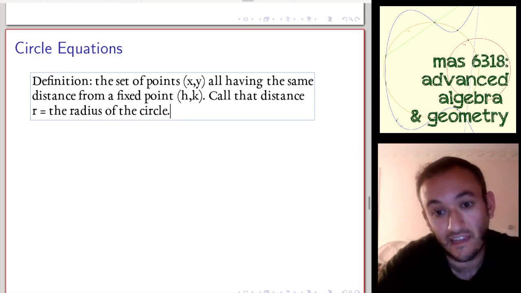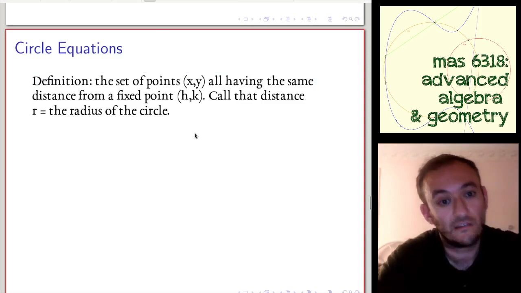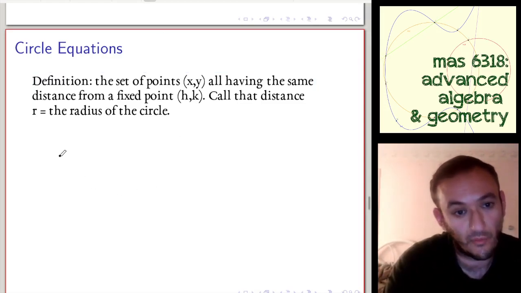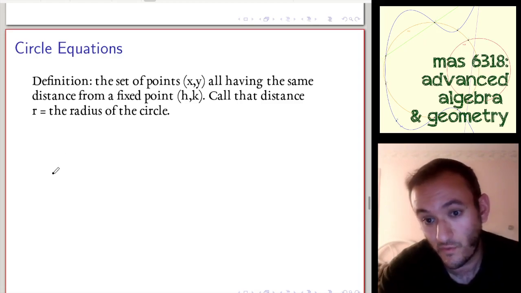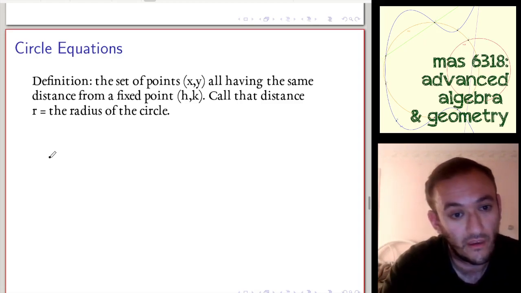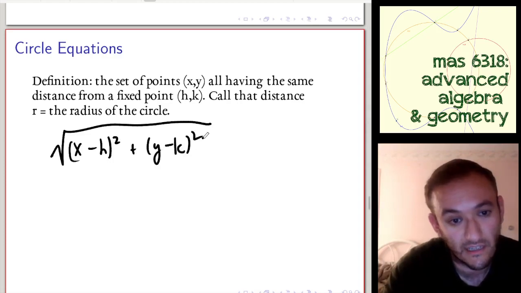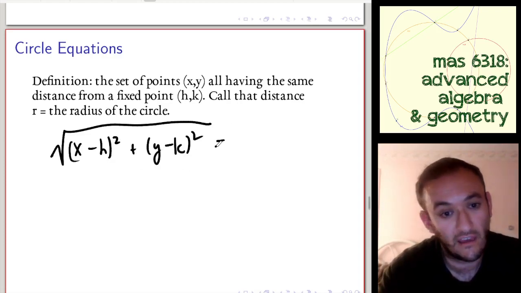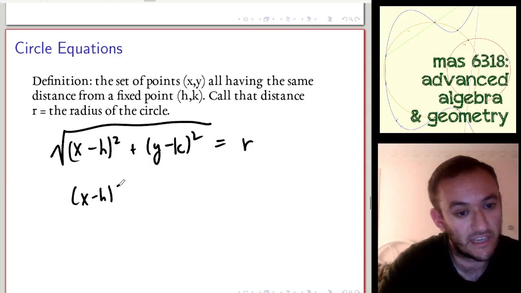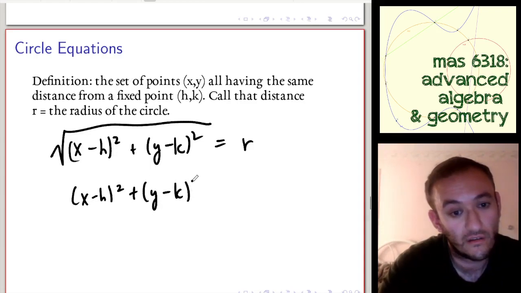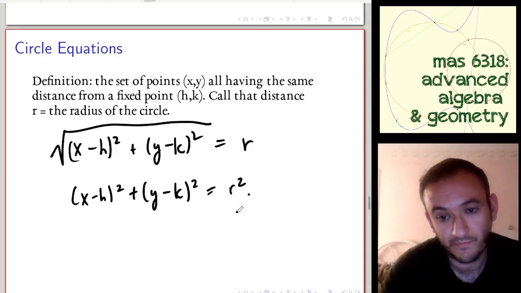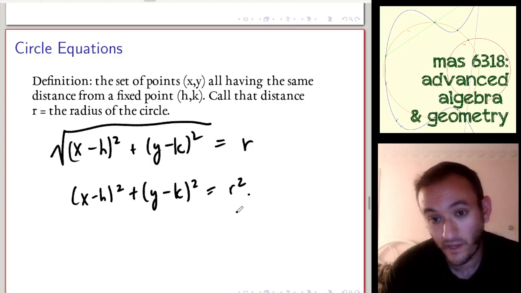Okay, so we can translate that into an equation. If we're looking for all points x, y having that distance from the point h, k, we learned earlier that the distance formula can be derived from the Pythagorean theorem to get the square root of x minus h squared plus y minus k squared. This is the distance from x, y to h, k, and this will be set equal to r. We don't love square roots, so let's square both sides to get x minus h squared plus y minus k squared equals r squared. This is the equation defining a circle.